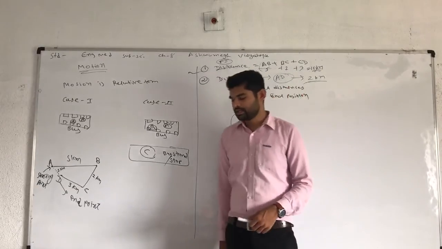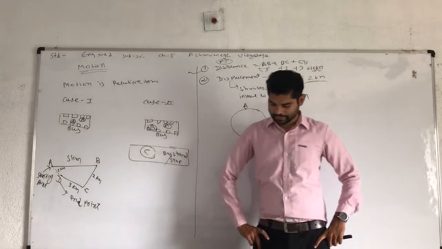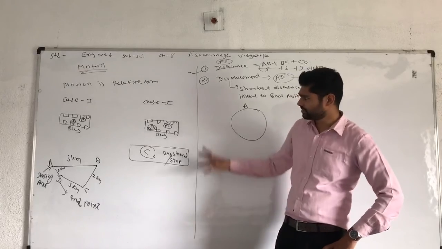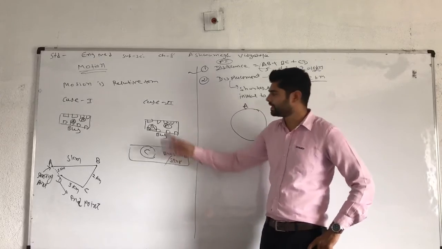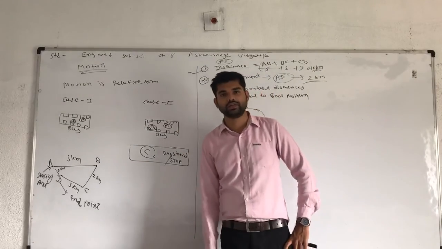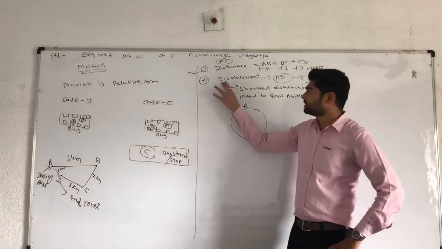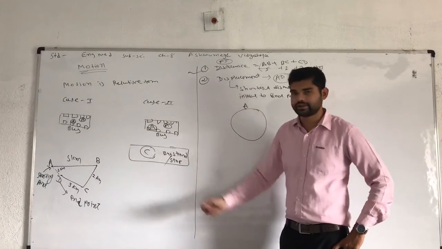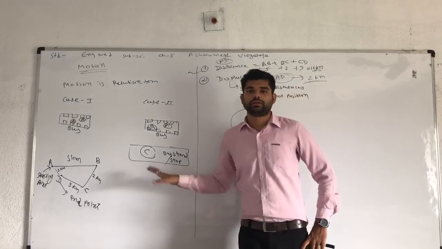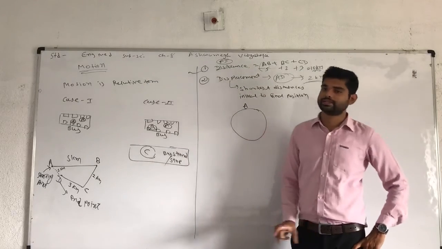So in this lecture we learned, first, motion. Motion is which type of term? It is a relative term, depending on the observation point, that's why it is called a relative term. Then we considered distance and displacement with different examples and cases. So remember that and revise them.